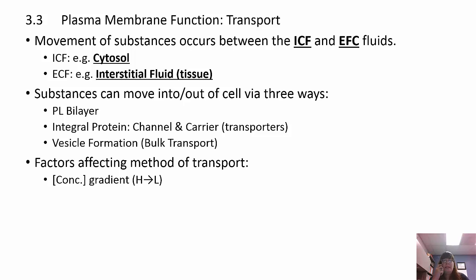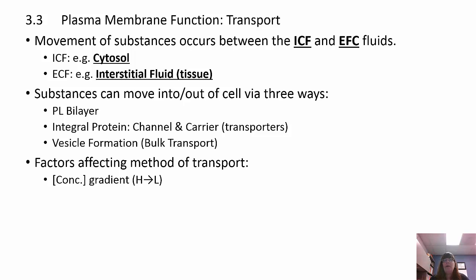So movement of substances is going to occur between the intracellular fluid and the extracellular fluids, as we said in the last chapter. The intracellular fluid, like the cytosol, and the extracellular fluid, like the interstitial fluid, which is the fluid between the tissues. Substances can move in and out of the cell 3 different ways. They can go directly through the phospholipid bilayer. They can use an integral protein, using either a channel protein or a carrier protein. Or they can go in by vesicle formation, which is known as bulk transport, which we'll talk about later.